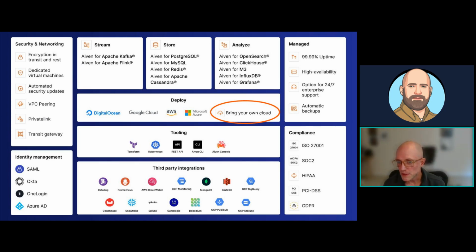Probably one of the most popular ones, I'll give a shout out to two partners here, would be Datadog, and then, of course, Prometheus. Sale mentioned his expertise in BigQuery. We are a BigQuery ready partner of Google's, specifically in our Kafka and our Flink offerings. We also have several different compliances.